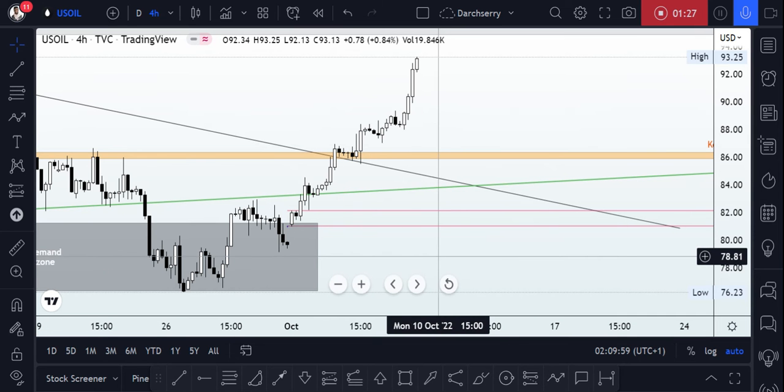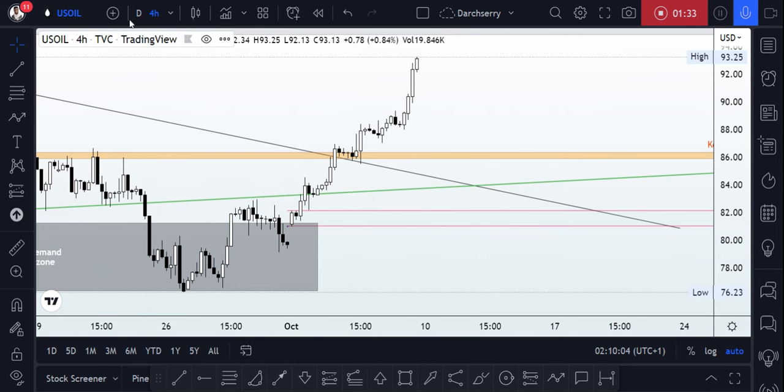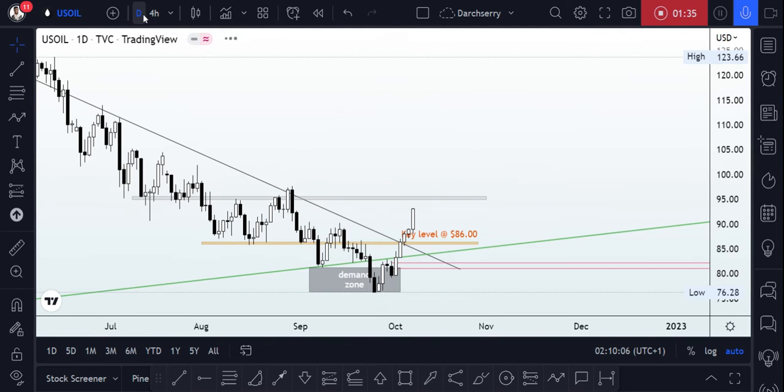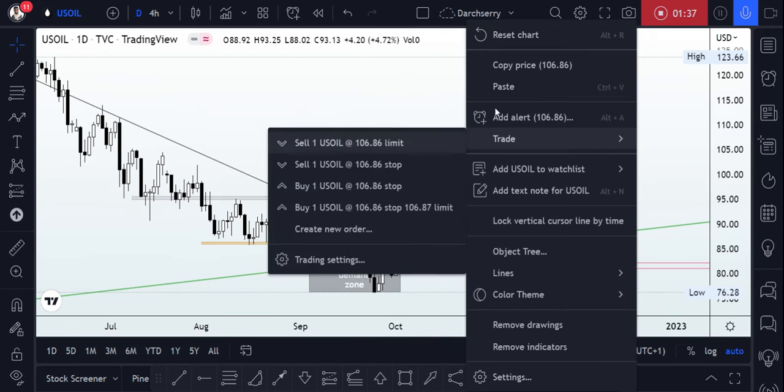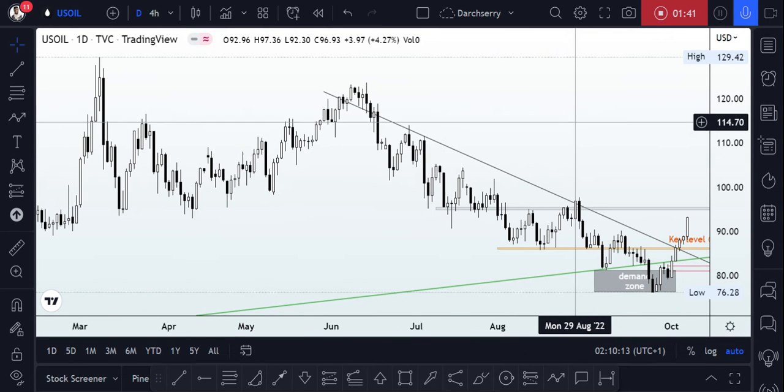So let's dive into the chart and let's see what our expectation is going to be like for the new week. So in order to do that, we'll be scaling up to the daily time frame. So we are going to be looking at what structure we have here on the daily time frame.